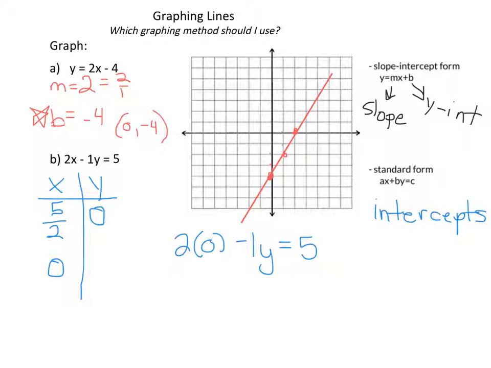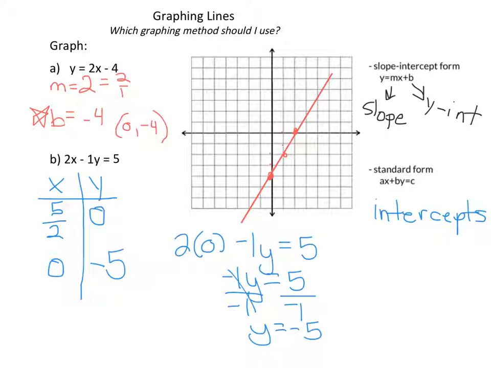I do the same thing, only I'm putting 0 in for x this time. 2 times 0 is 0, minus 1y equals 5. I'm going to divide both sides by negative 1 to get that variable isolated, and y equals negative 5. So I can fill that in on the chart over here. Those are both ordered pairs, so I can use that information to plot points on my graph.